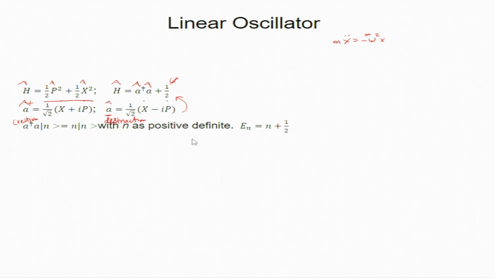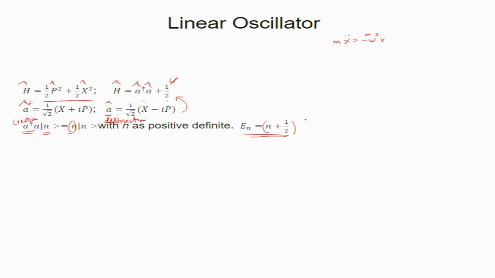So, a dagger a is our number operator and there is a number state. This derivation I will not do, it is done in a standard quantum mechanics course, so no point repeating it. So, n is an eigenstate of a dagger a, which is an operator, and it gives you the number n. n is the level. n is a positive definite integer, so n can be 0, 1, 2, 3, 4 like that, n cannot be negative, it can be proven. Energy is n plus half.